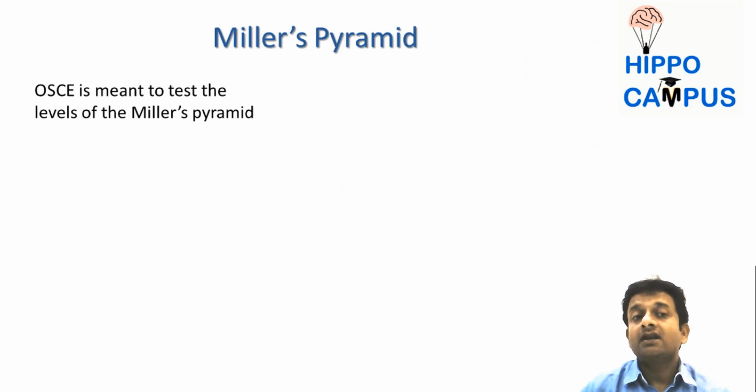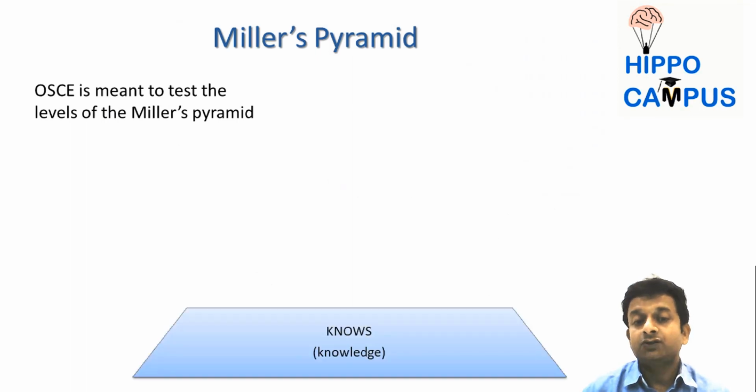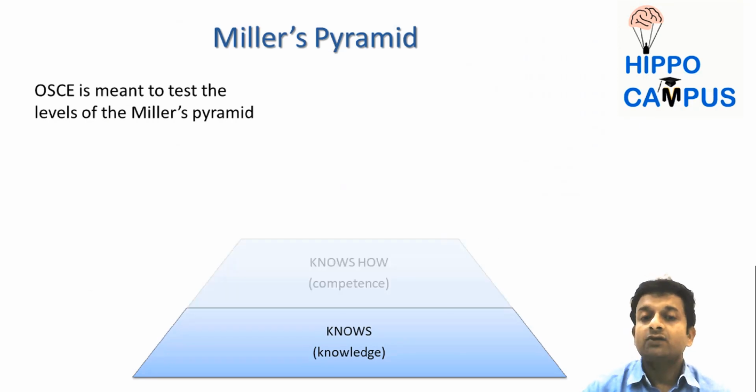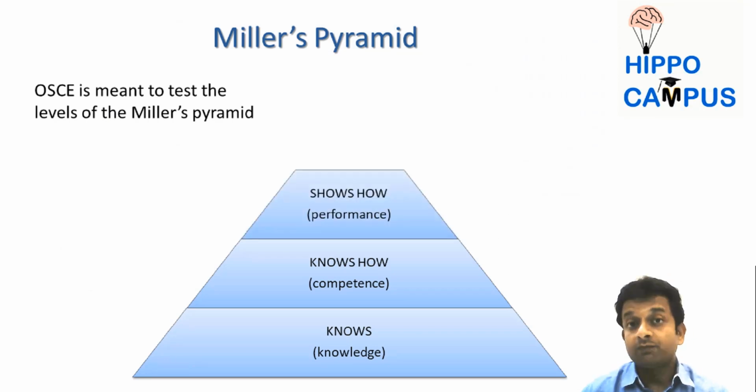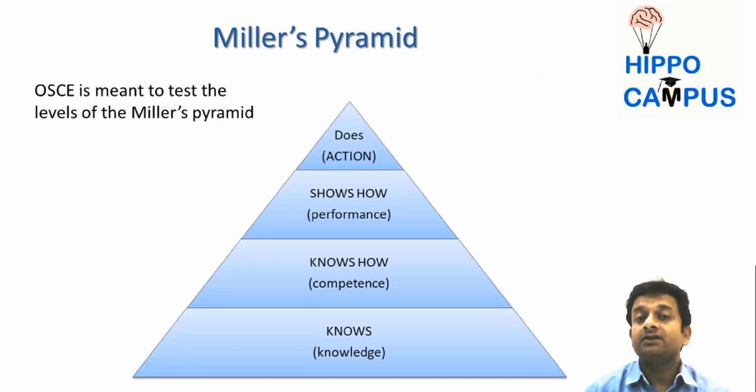Oski is meant to test the levels of Miller's pyramid. If you have knowledge about that particular subject, that particular station, you will have the competency of performing that particular clinical scenario or task, whatever they give you in that station. If you are competent, you will perform, and your performance is reflected in your deeds. So your action depends upon your performance, performance comes from competency, and competency comes from your core clinical knowledge. So nothing to worry about Oski.